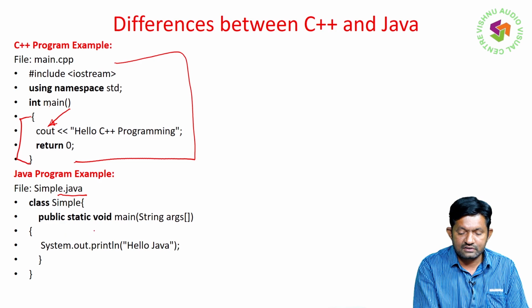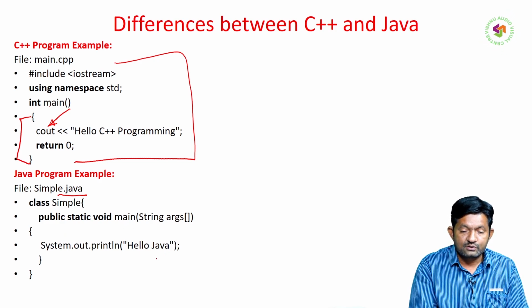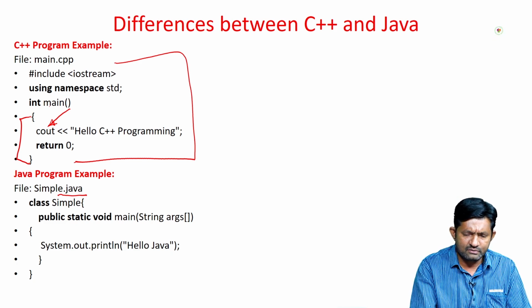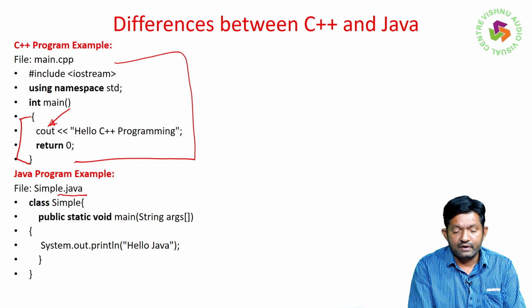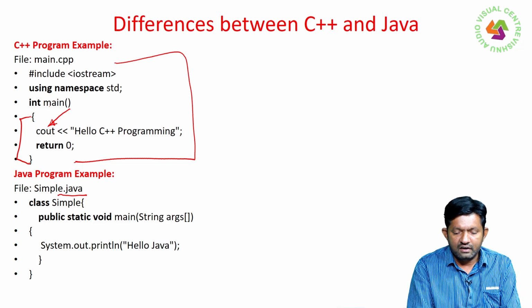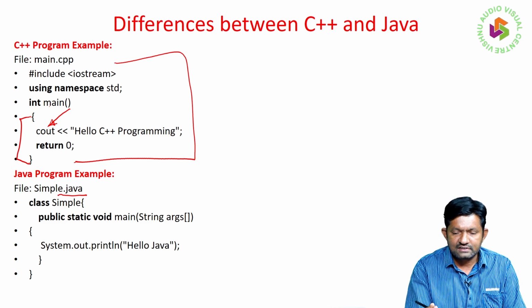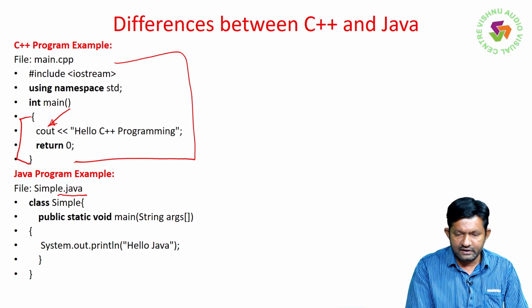Class simple, public static void main, string args, system.out.println, hello Java. In terms of syntax, input output and methods: in C or C++ we call them functions, in Java we call them methods. It is similar to C++, but the input output statements are different, and I will discuss all the topics related to Java in the next topics.